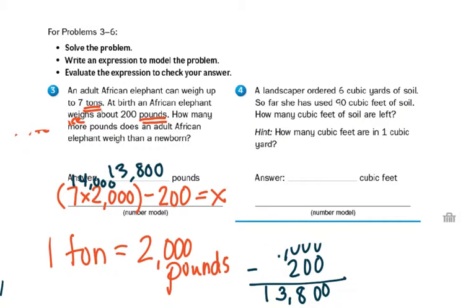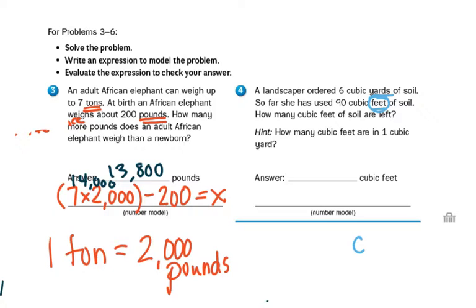All right, number 4. A landscaper ordered 6 cubic yards of soil. So here we're talking volume when we see the word cubic. So far she has used 90 cubic feet of soil. How many cubic feet of soil are left? First thing I notice here is we're talking yards and feet, so I have to do conversion. Since we need our answer in feet, I am going to convert cubic yards into cubic feet. So for cubic yard, there are 3 feet in a yard.